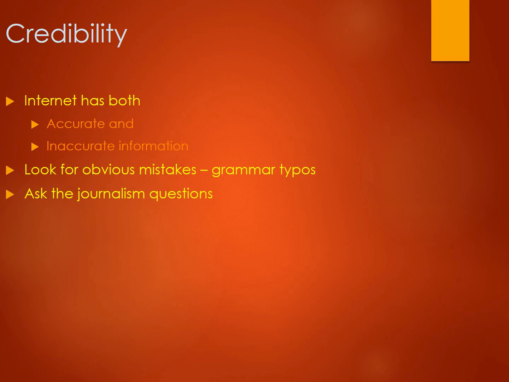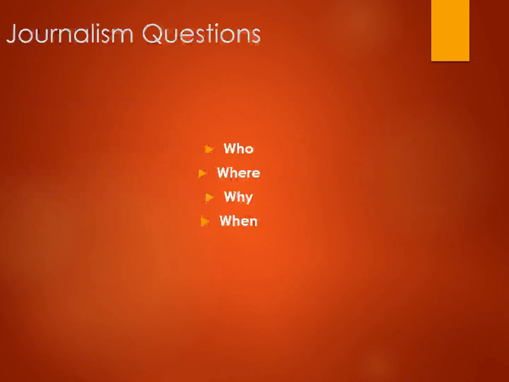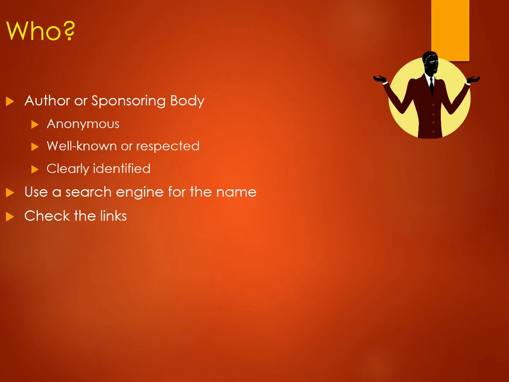When you think about accuracy, know that the internet has accurate information and inaccurate information. Look for obvious mistakes, grammar and typos. Do the hyperlinks work? Think about those journalism questions. The journalism questions of who, where, why, when.